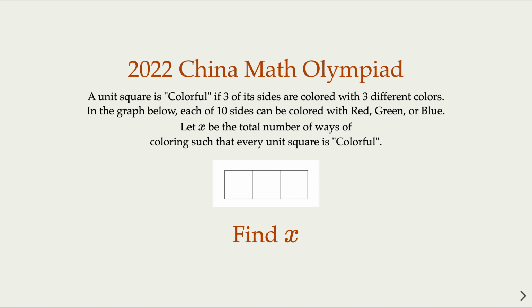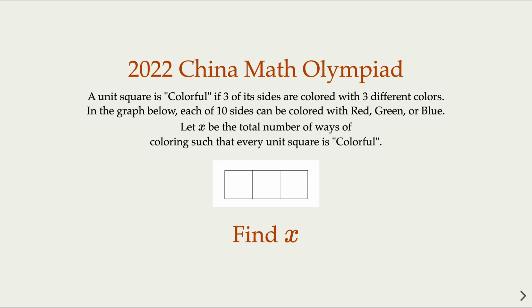This is the problem setup. We try to color the sides of a square. We call the square colorful if the sides are colored with 3 different colors, like we're using RGB: red, green, blue. So if all 3 colors are used for one square, then we call the square colorful.